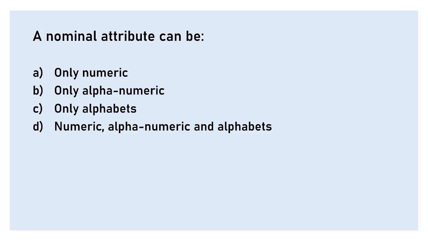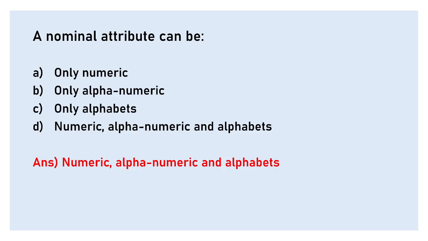So a nominal attribute can be any, like which one? Can it be only numeric, or only alphanumeric, only alphabets, or all of that? Yeah. So a nominal attribute can be numeric, alphanumeric, and also alphabets.